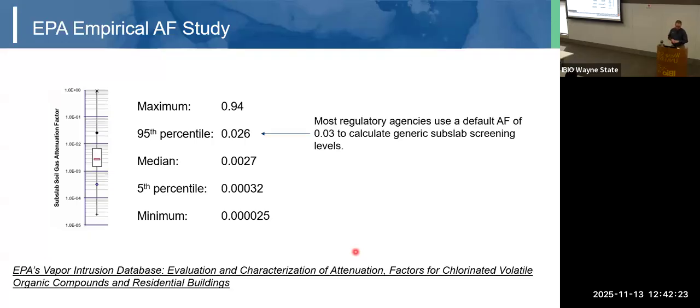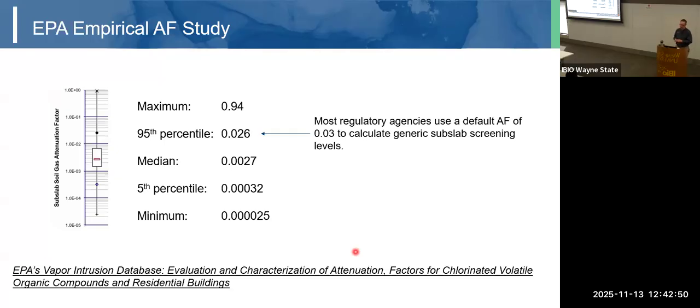A lot of regulatory agencies, including the Michigan Department of Environment, Great Lakes and Energy, have taken that 95th percentile and used 0.03 as their default, their generic attenuation factor, and use that to calculate a generic sub-slab screening level. I think that's a reasonable approach. That's conservative. That would be protective of 95% of buildings based on this study.